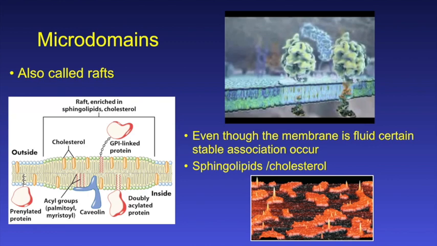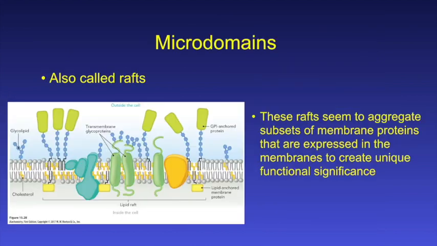But really, it is organization as a function of regulation. We group all the things together to make it work better, make it work faster, and be easier to control. Microdomains are rafts, and those are pretty specific to create a unique function.